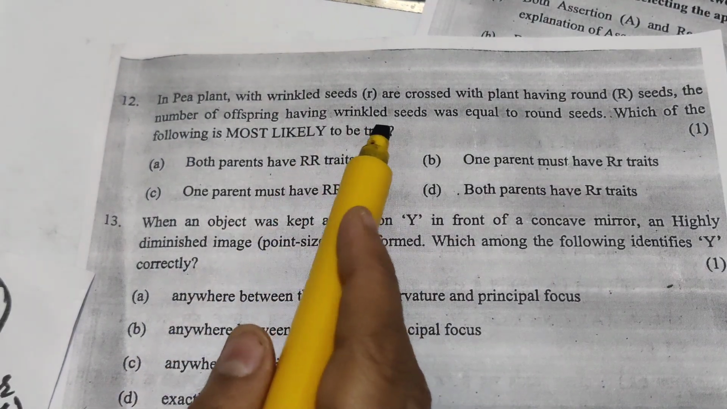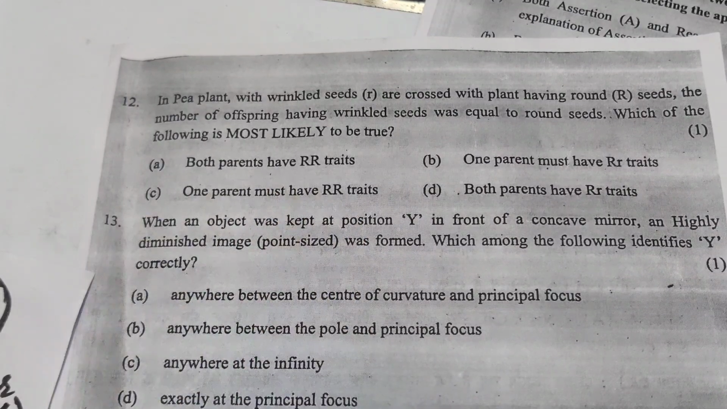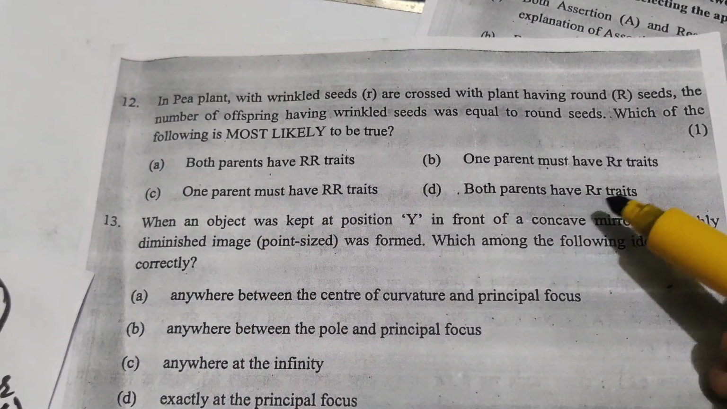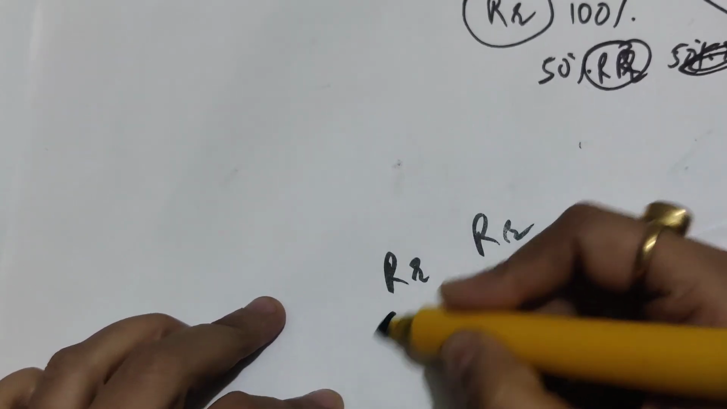Now the options here: both plants have RR traits. No, it cannot be possible. One parent must have RR traits. No, this is also not possible. Both parents have small r, capital R, small r traits. Now if we take both parents as small r and capital R, then what do we get?